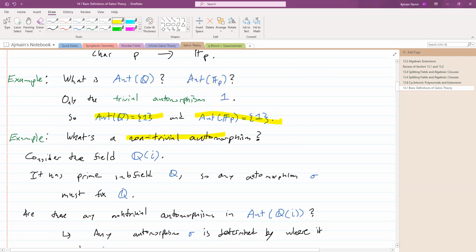What about non-trivial automorphisms? Consider the field Q adjoin i. Its prime subfield is Q because this is a field of characteristic 0, so the prime subfield is Q. Also, you can easily see Q embedded inside of this field.